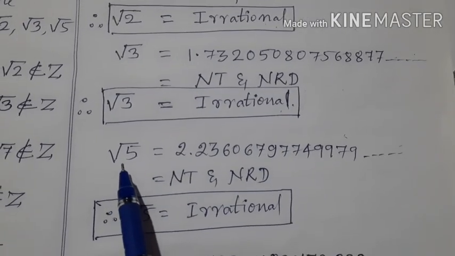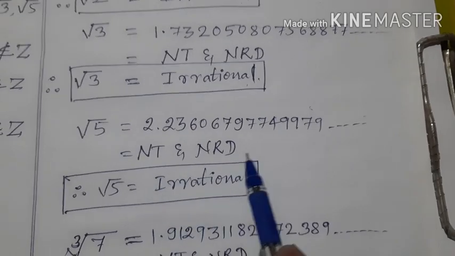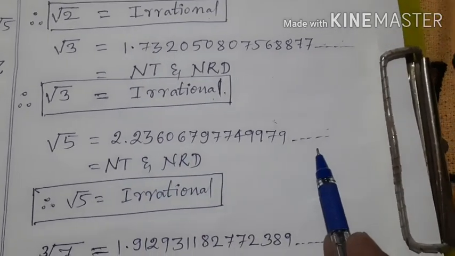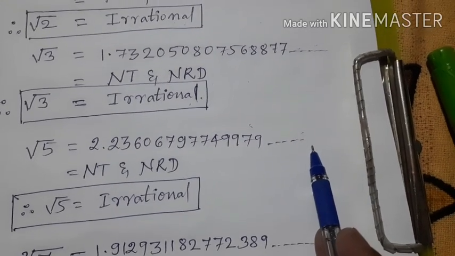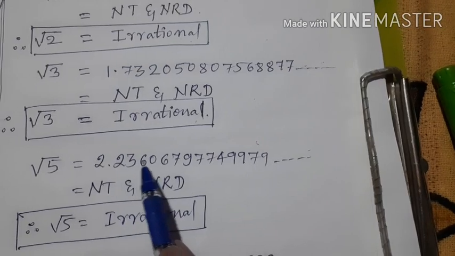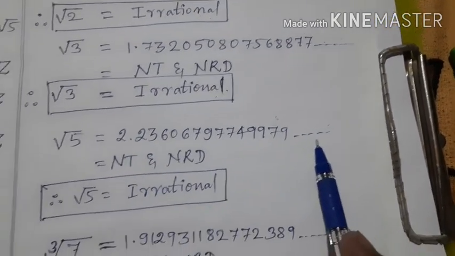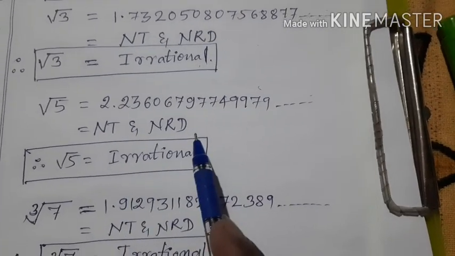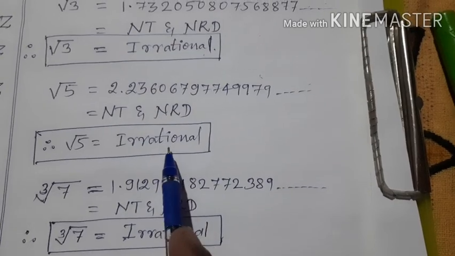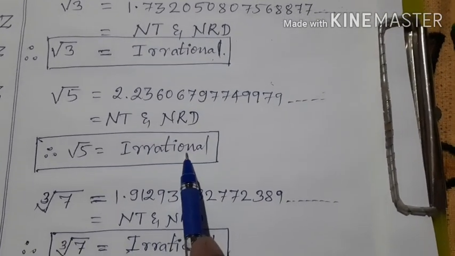Similarly, we can prove for root 5. Root 5 is also a non-terminating and non-recurring decimal, because in the decimal part there are uncountable numbers of digits, and no single digit or group of digits is repeating. That is why it is a non-terminating and non-recurring decimal, and this is an irrational number. That is why root 5 is irrational.